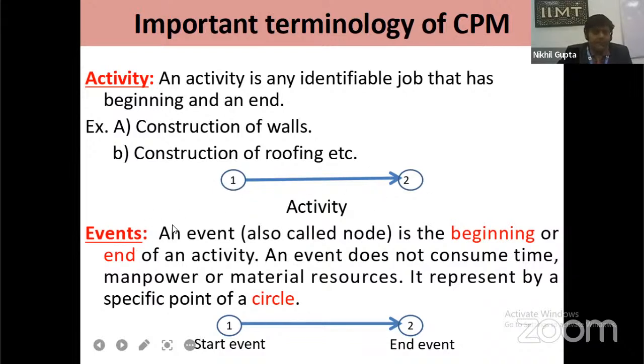What is an event? An event, also called a node, is the beginning or end of an activity. An event does not consume any time, manpower, or material resources. It is represented by a specific point, a circle. This activity has two events: this is event 1, the starting event, and this is event 2, the end event. To represent this activity, we need two events, one the starting event and the second the end event. An event does not consume any time.